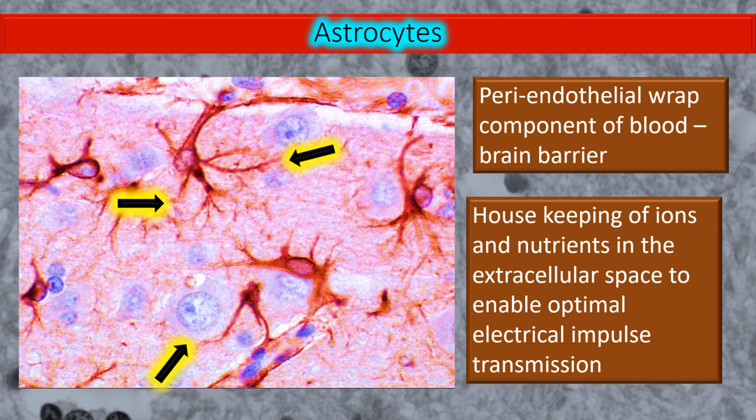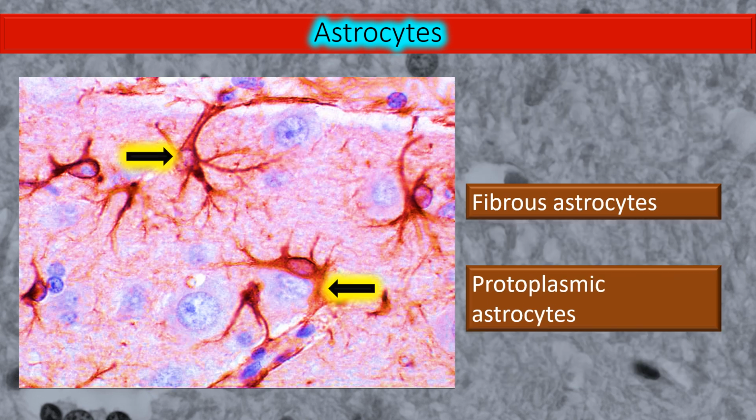They also help in housekeeping function. They keep track of the ions and the nutrients in the extracellular space so that the electrical impulse transmission is optimized for the neuron. Next, there are two types of astrocytes, fibrous and protoplasmic.